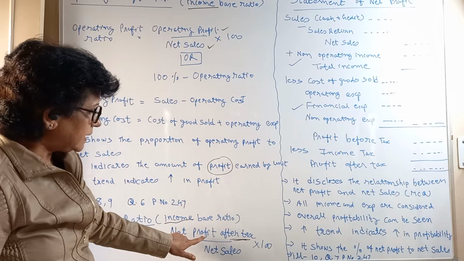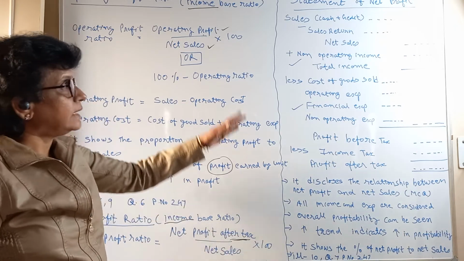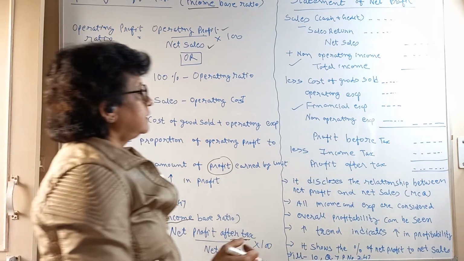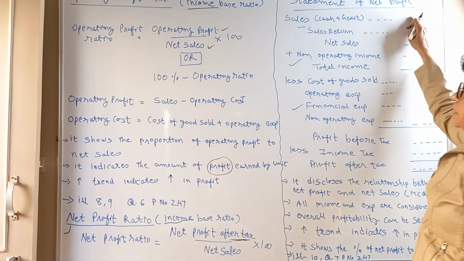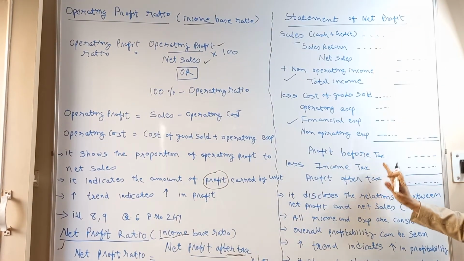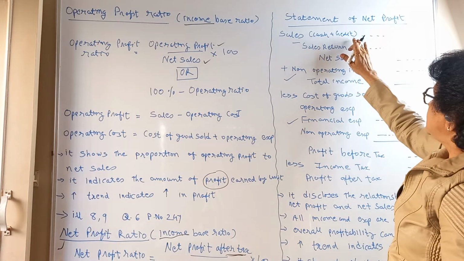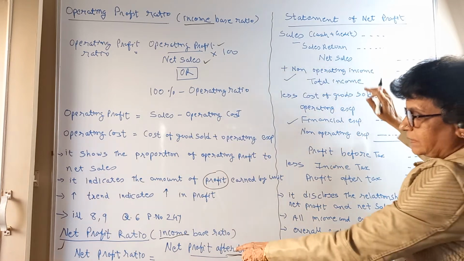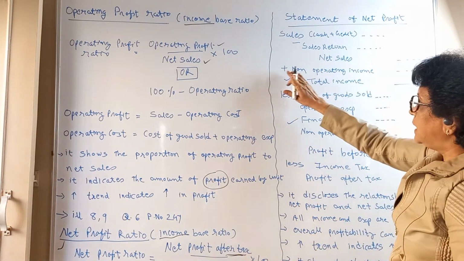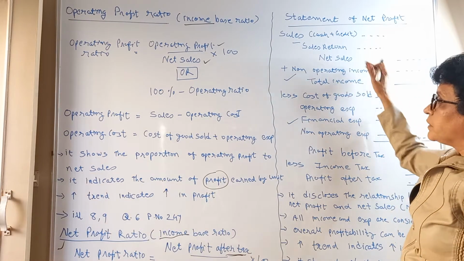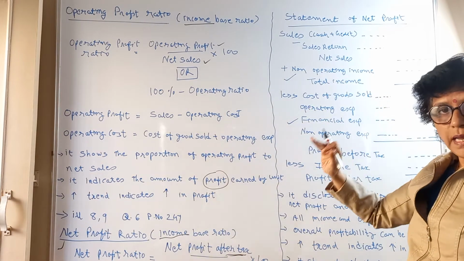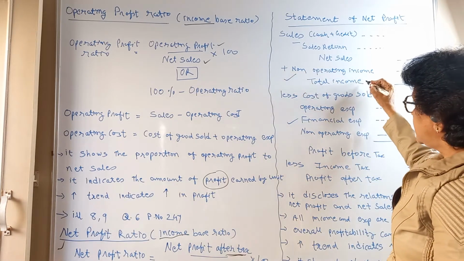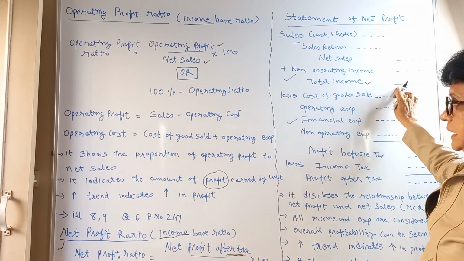But to find the net profit after tax, you need a statement, multiplied with 100, that will give you the net profit ratio. In the statement of net profit, you need to work out the figure first. Sales, that is cash plus credit, write the figure, minus sales return gives you the net sales. That's what you require here. Plus non-operating income: all other income, if given in the question, that also has to be added. That gives you the important figure, that is total income.